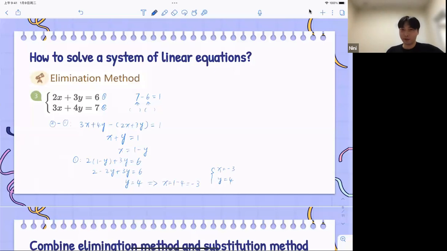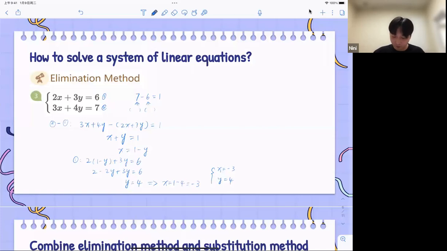Are we finished? Okay, if you thought that you have finished it, you can pause and think about it, because you just put that 1 minus y into the first equation. You didn't check the second equation, right? So you need to make sure to verify that your result works also for the second equation.